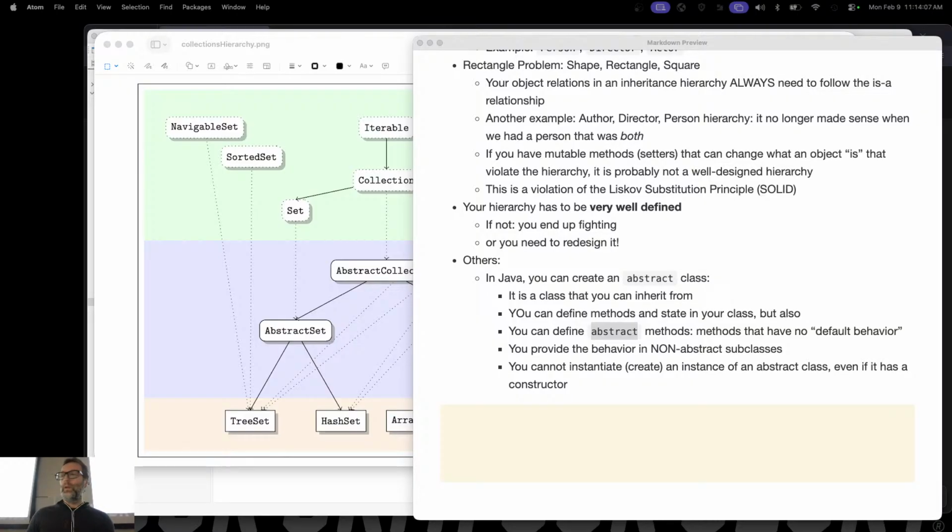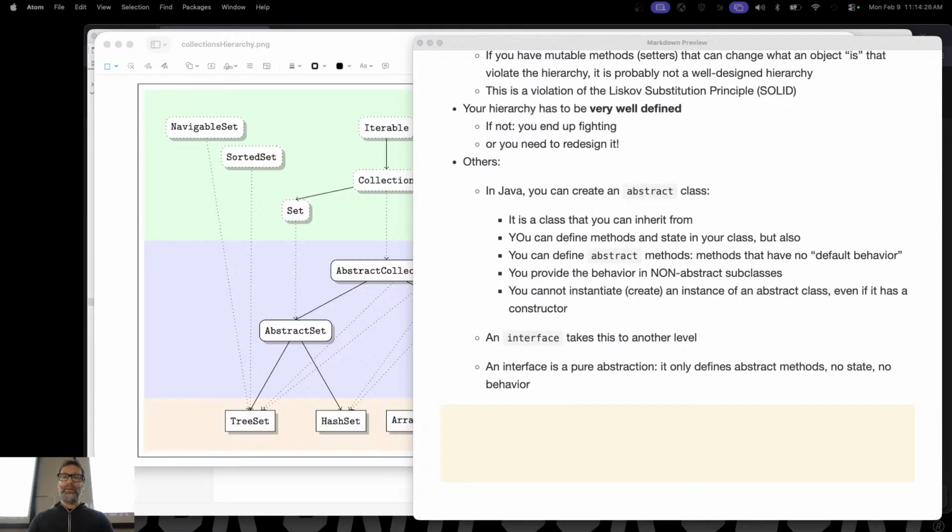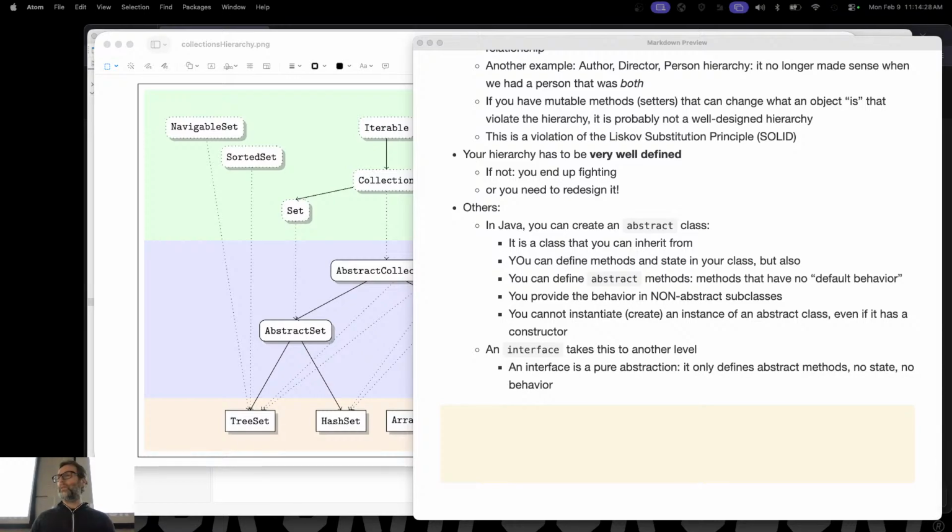All right. You can take that a step further, and you can have what's called an interface. Not necessarily that you would want to do it for your project, but you'll definitely see it in this week's lab. An interface takes this to another level. An interface is a pure abstraction. It only has abstract classes. It might have some state, or there's generally no state and no behavior at all.